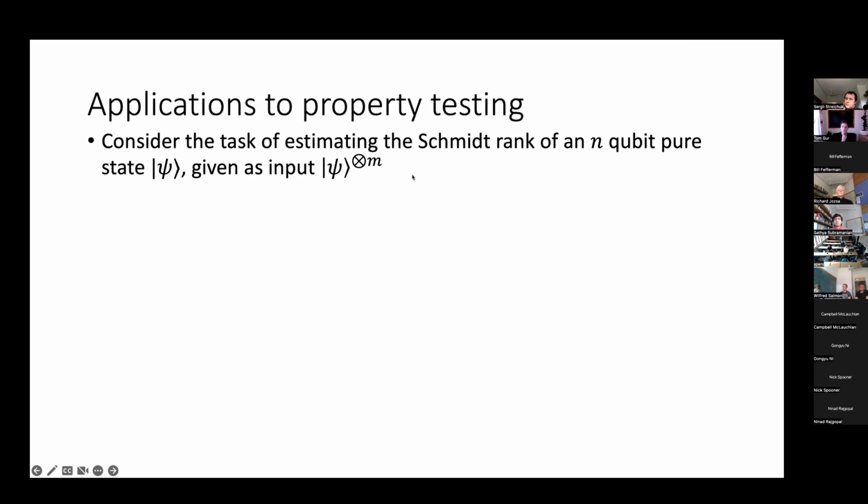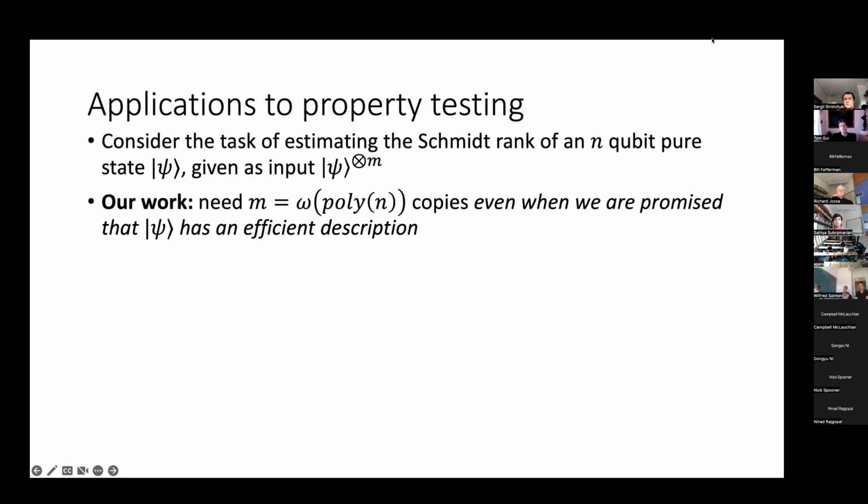We'd like to say that to do this with high probability, to some accuracy, we need a huge amount of copies, right? And in fact, this was known before. There were lower bounds known before. It's not even hard to show super polynomial or even greater lower bounds on m. But what I think is interesting about our result is that it almost directly implies that we need a super polynomial number of copies to get even a very coarse estimate of the Schmidt rank of a state, even when we're promised that psi has an efficient description.